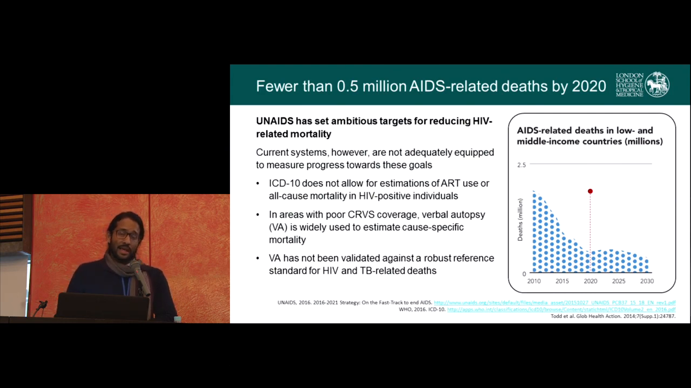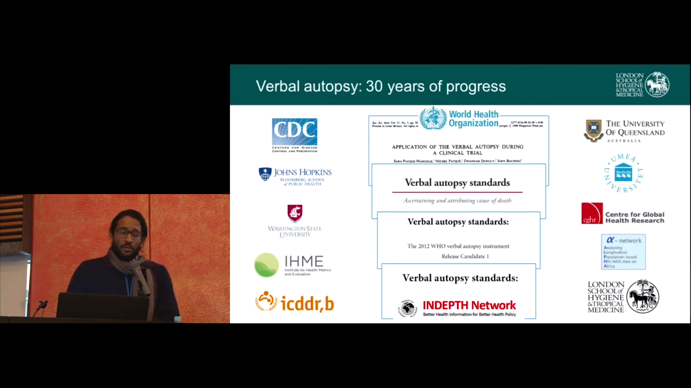It's used primarily at health and demographic surveillance sites, which tend to be in rural areas and surveil a fixed population. However, VA for HIV and TB in particular has not been very well tested. So what is a VA? I'm sure some of you are very familiar with it. Essentially, it's just an interview with the relatives or the carer of somebody who's died.